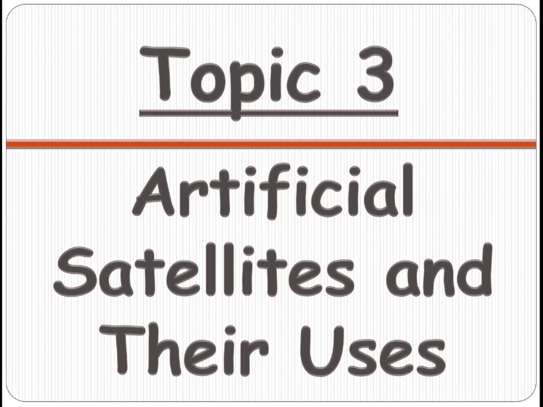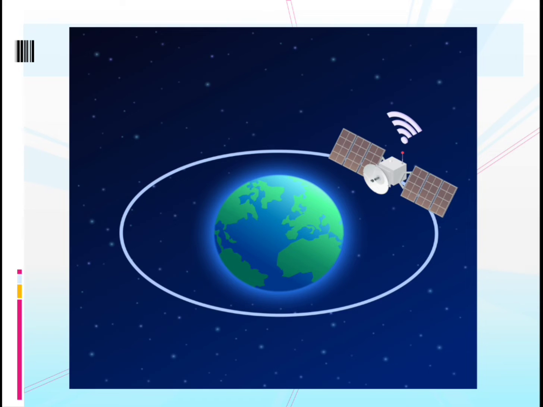Please open your science content book, children, and turn to page number 133. So, what do you mean by artificial satellites? You know that the moon is a natural satellite which revolves around the earth, isn't it, children? In the same way, artificial satellites are the satellites which are made by man, which revolve around the earth.